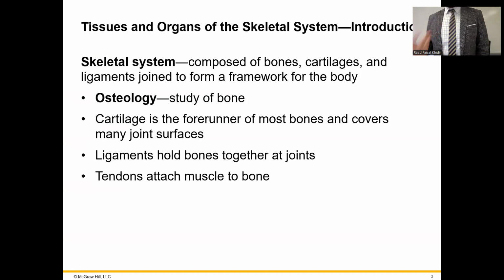Osteo is the bone. So we don't say the bone system, we say the skeletal system. It is composed of bones, cartilage and ligaments that are joined together to form the framework of the body. So before we get into the knowledge of and the study of the bone, we have to know that cartilage is the most important, most prevalent supportive tissue to the bone.